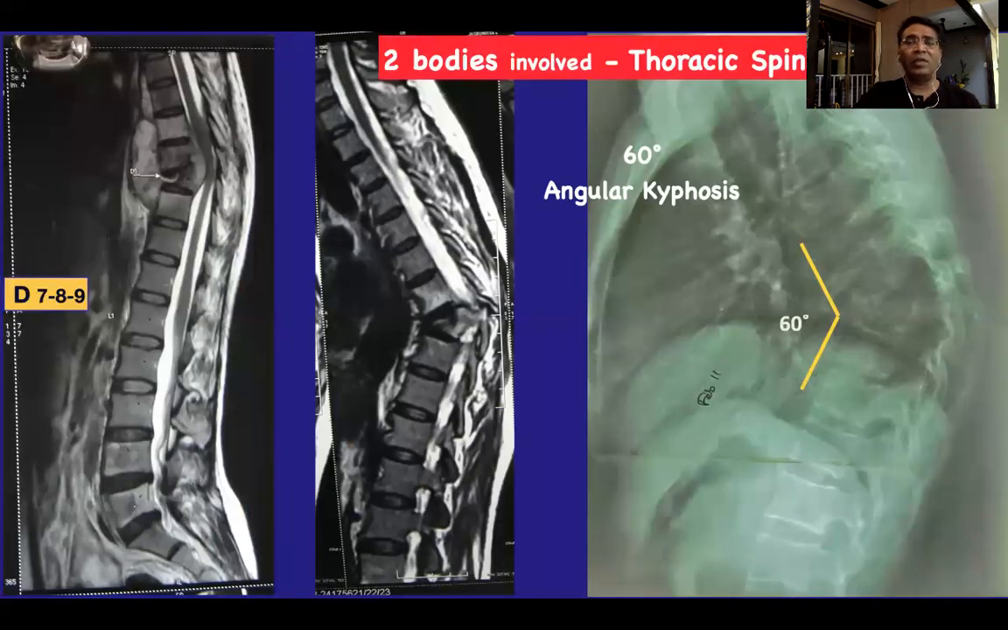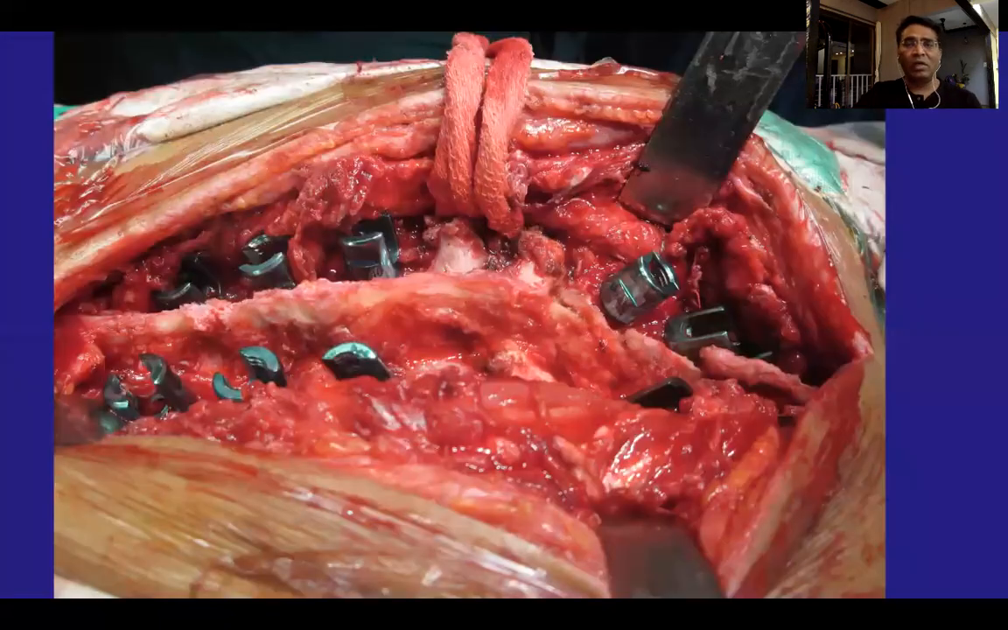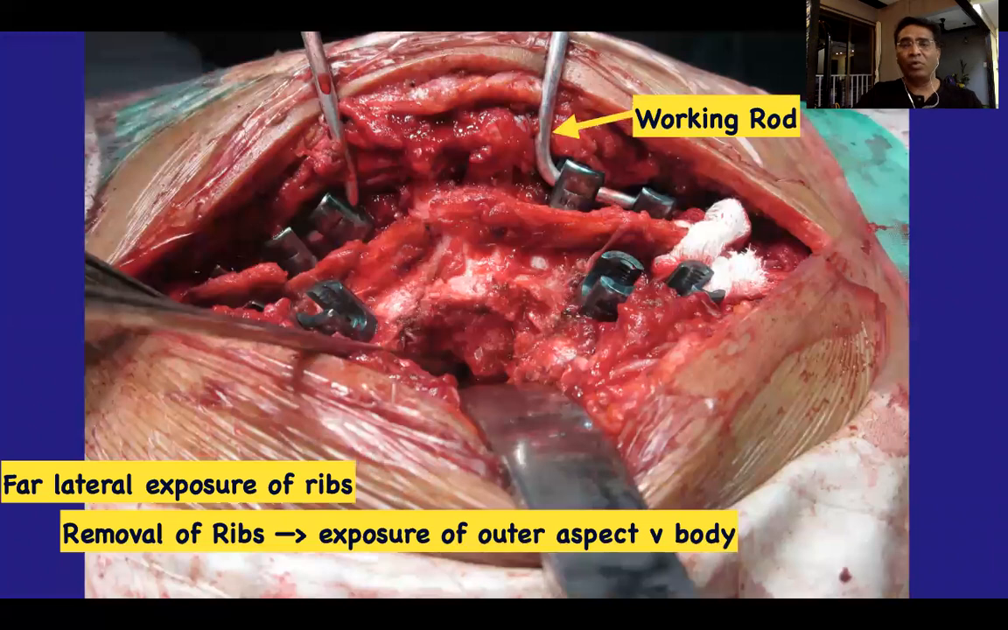Let us see another case in the thoracic spine. It's about 1.5 to 2 bodies destroyed with around 60-degree angular kyphosis. Now, in a thoracic spine, upper and lower instrumentation is the same. The only thing is, entering the body will be around the vertebra, because you don't want to retract the cord there.